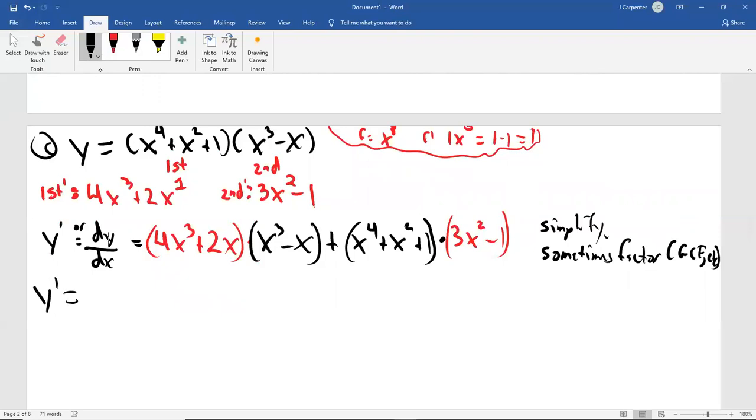Y prime equals, let's FOIL the first, red and black. So 4x cubed times x cubed would be 4x to the sixth. Remember, you're adding exponents. Then 4x cubed times negative x would be a minus 4x to the fourth. Then the inner, 2x times x cubed, would be a plus 2x to the fourth. Then the last, 2x times negative x, would be a negative 2x squared.